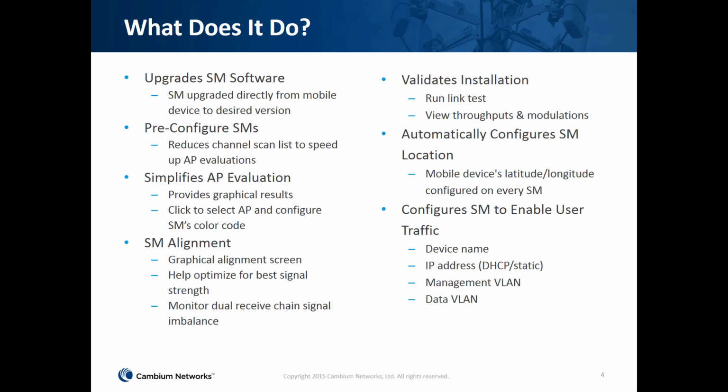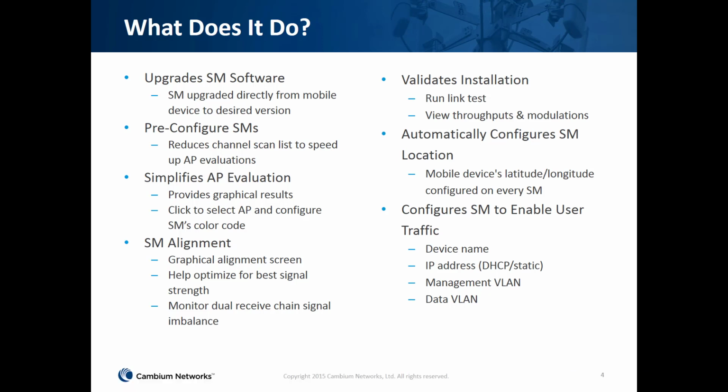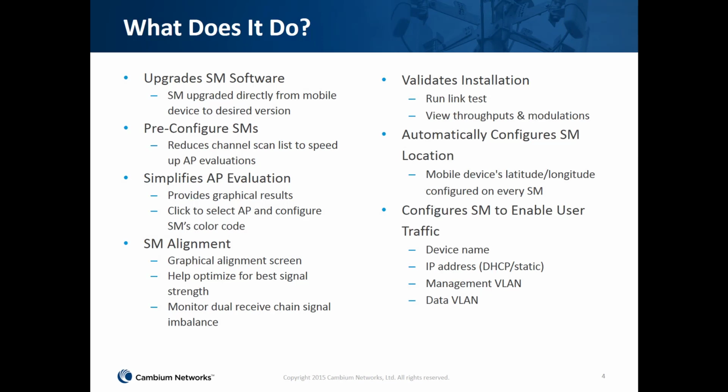In terms of the workflow itself, the app is capable of upgrading the device software. It can reduce your channel scan list to speed your AP evaluation times. It can enter any necessary security credentials so it can get connections to the APs. It simplifies the alignment with a graphical approach, runs link tests, and as we mentioned before, sets the configuration. And by the end of the workflow, the device is connected and should be able to pass user traffic on your network.